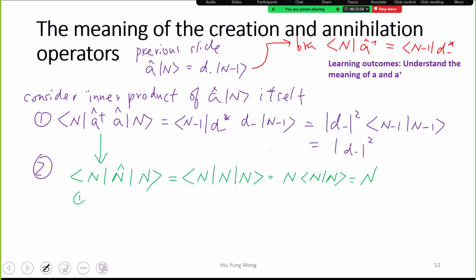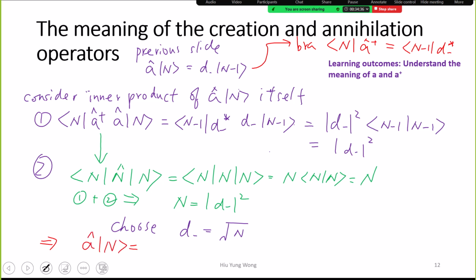So this is just equal to n. Right? So basically 1 and 2 give us n equals D minus square. Because this guy equals D minus square, and this guy equals n. So I have many choices, but I can just choose D minus equals square root n. Okay? And what does it mean eventually? This is the equation: A applied to n equals square root n, n.